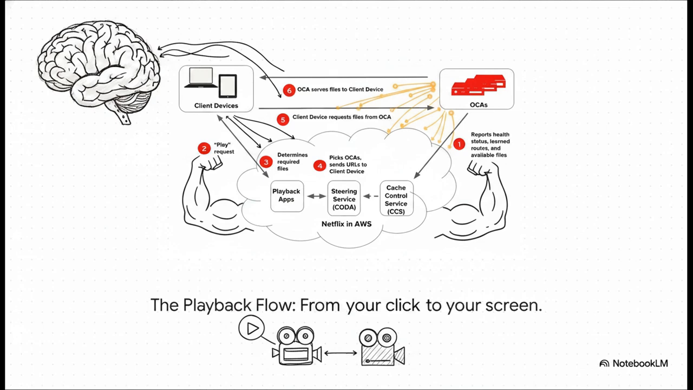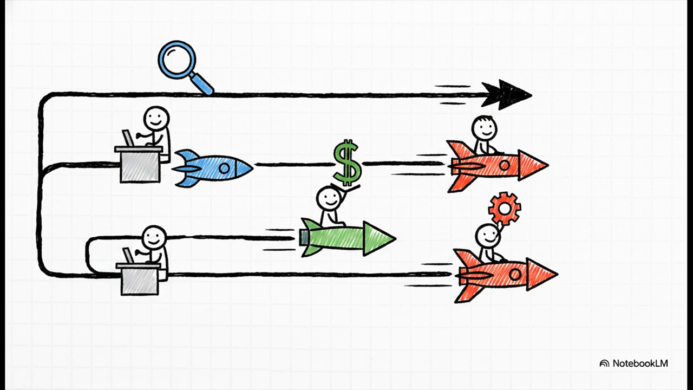The brain makes the decision, and the local muscle delivers the video. And the real game changer in all of this is speed. Not just streaming speed, but development speed. Because everything is decoupled, you can have hundreds of teams working in parallel without stepping on each other's toes.